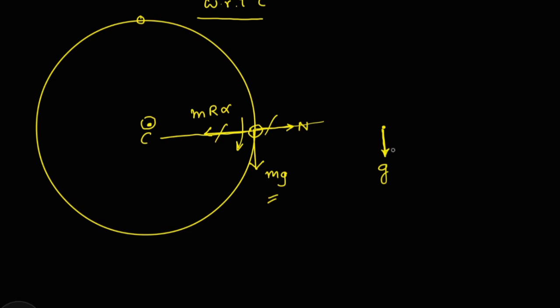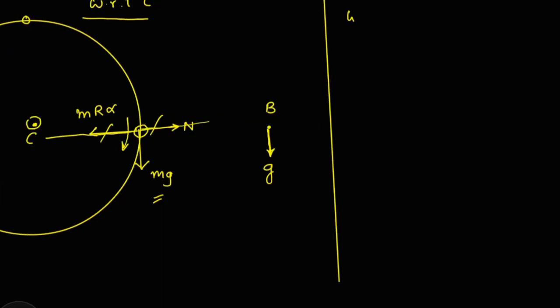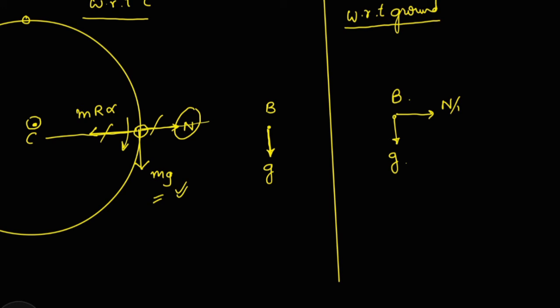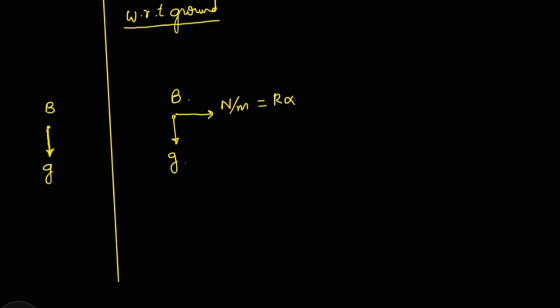So with respect to C, this bead has an acceleration of g vertically downwards. So with respect to ground, acceleration of B will be g due to this mg force, and due to this normal force it will have an acceleration that is normal over mass, and since normal and m r alpha are equal, this will be r alpha. The value of r alpha we do not know yet, so that we need to find.